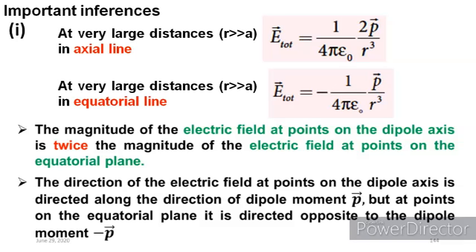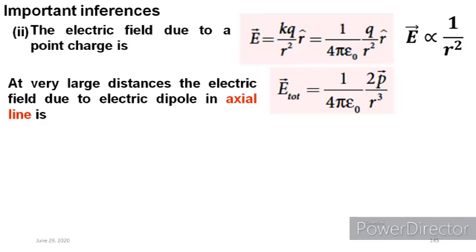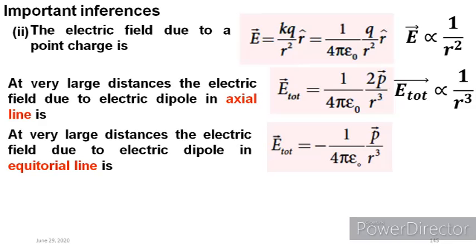Again, let me consider some important notes. When we compare this electric field with the electric field due to a point charge, what is the result? Look at this. Electric field due to a point charge is 1 by 4 pi epsilon naught into q by r squared, that is, the electric field is inversely proportional to r squared. In case of a dipole, it is inversely proportional to r cube. Here you have 2p by r cube for axial, and p by r cube for equatorial.